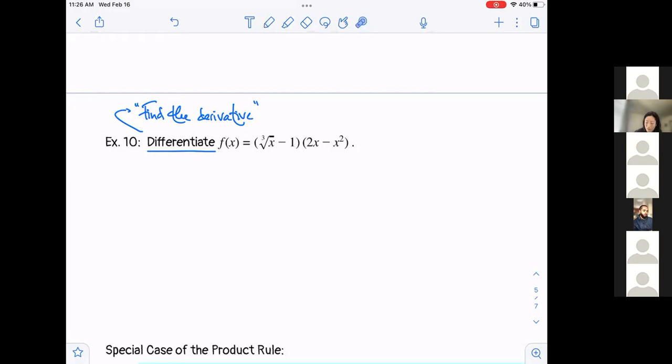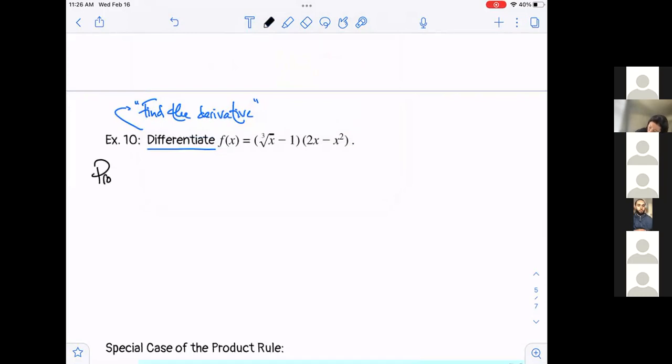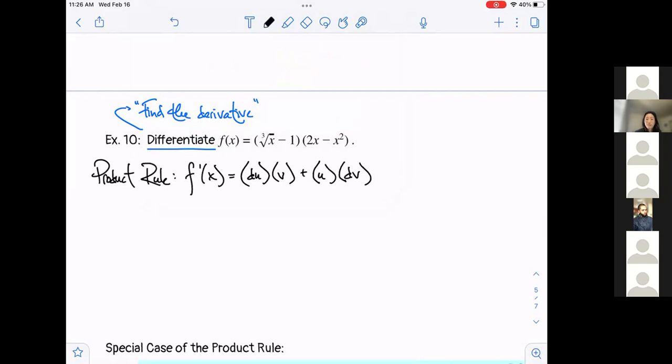Now, if I wanted to solve this, find the derivative, knowing that we're in a section for product rule, all right, let's use the product rule here. Product rule says that f prime of x will be du times v plus u times dv, right?